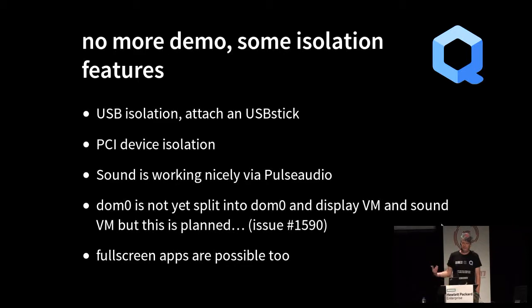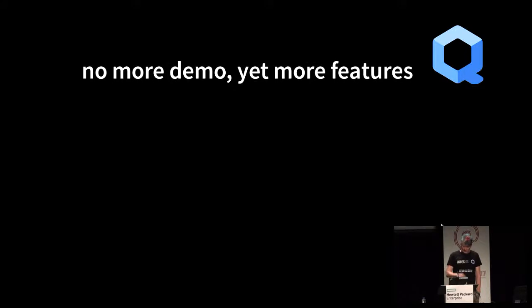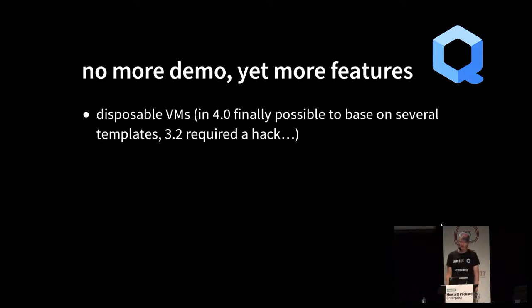So I do everything on the computer with Qubes now. There are more features. There are also disposable VMs, which are created with a mouse click or with whatever. And they're based on one template in 3.2. In the new version, you can use several templates for it. So you can have disposable Debian 8 and 9 and Fedora. I've not used them that much yet, because sometimes I really like to keep things. I rather create temporary VMs which I throw away every week or something.